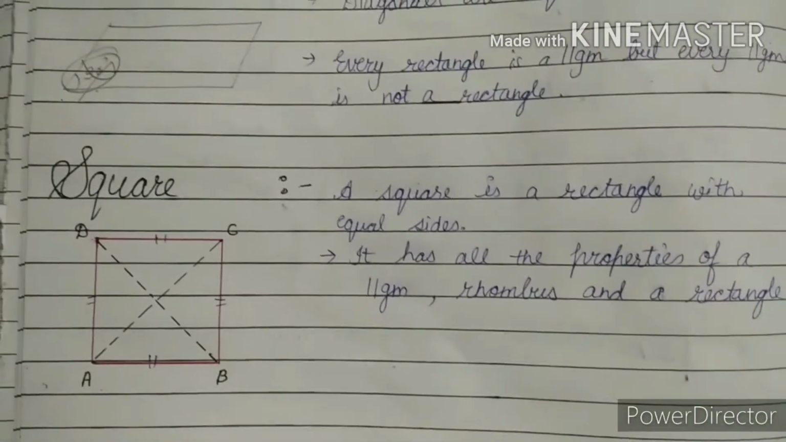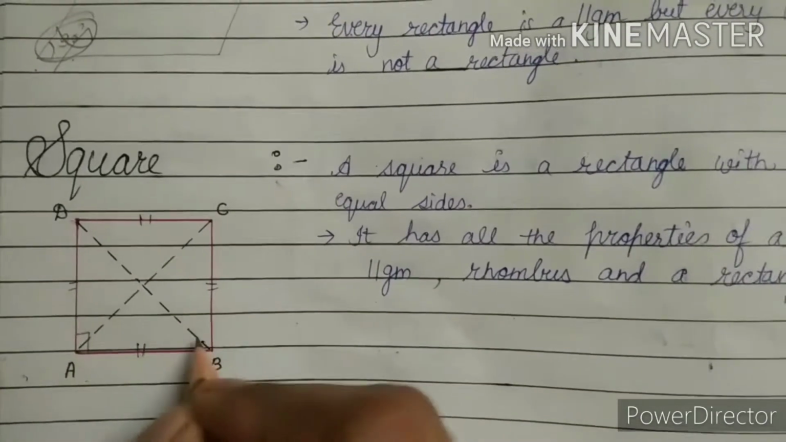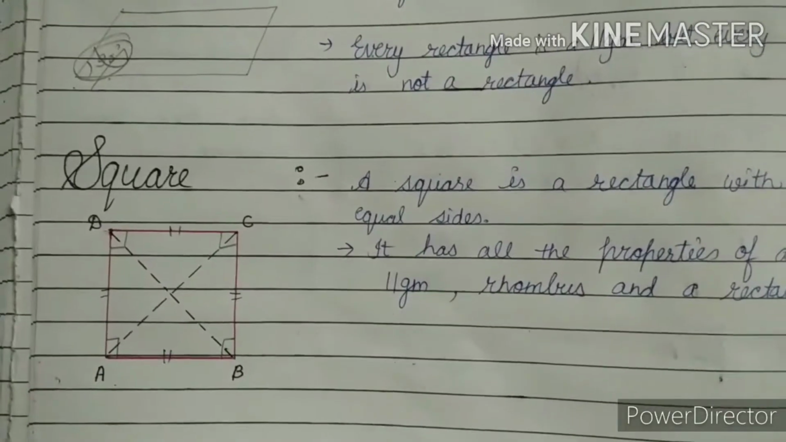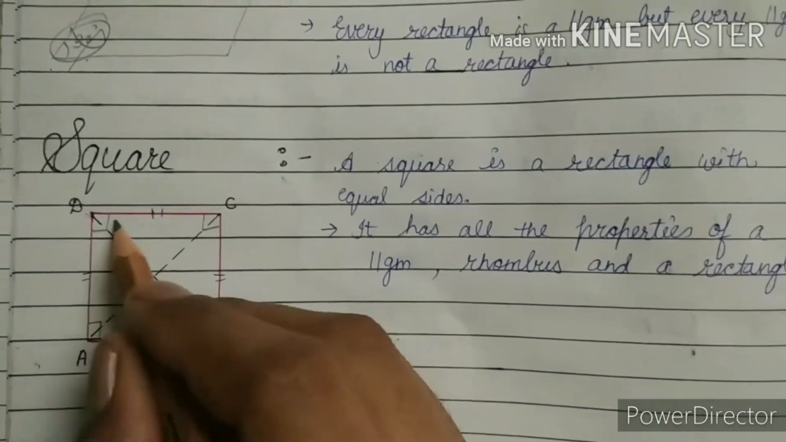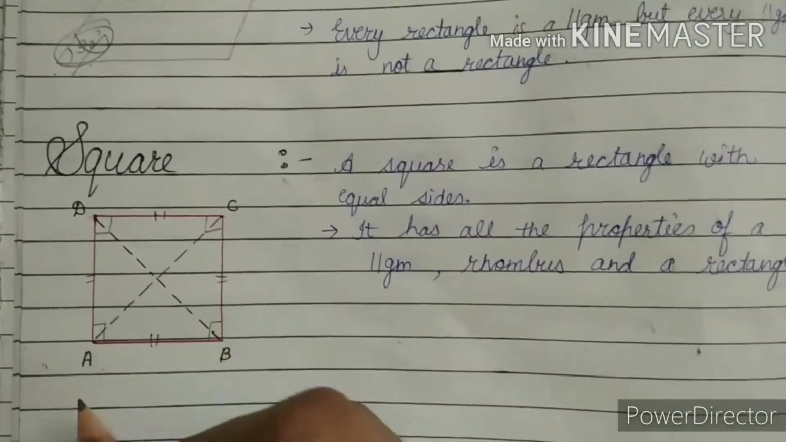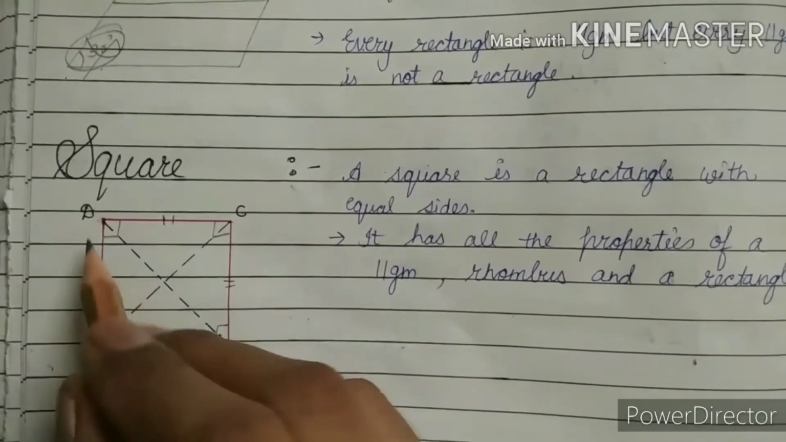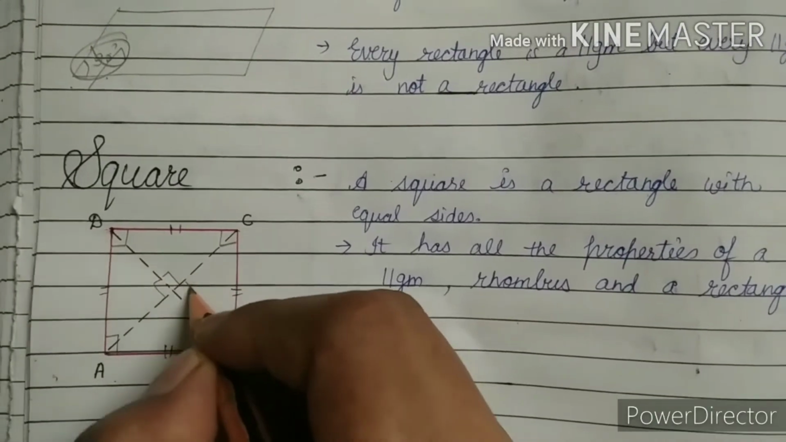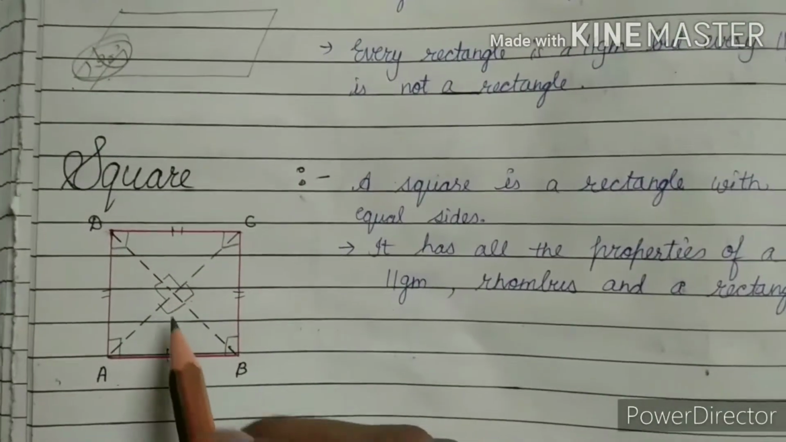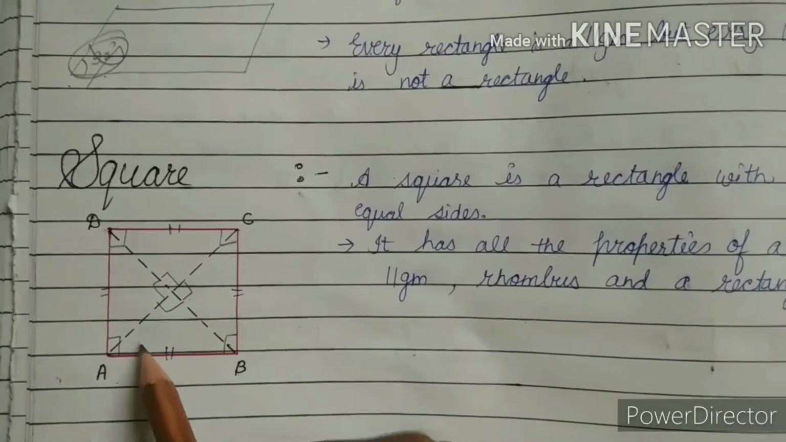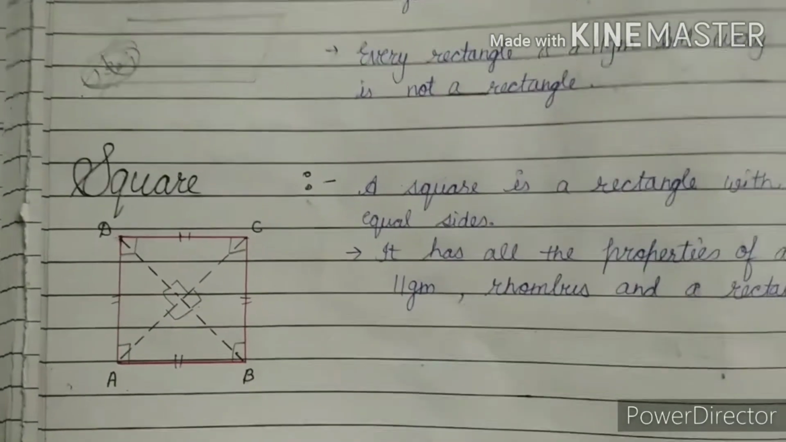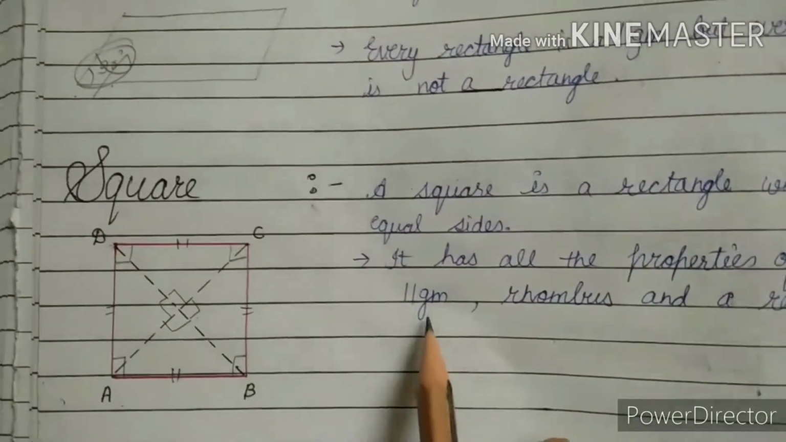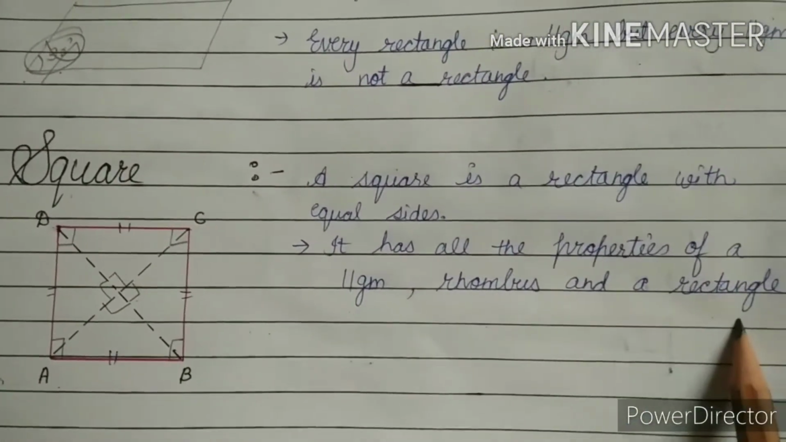It means it has all angles of 90 degrees: angle A, angle B, angle C and angle D. Its diagonals are equal to each other. It means AC is equal to BD. Its diagonals cut each other at a right angle. The diagonals are perpendicular to each other. So the square has the properties of the parallelogram, rhombus and rectangle.